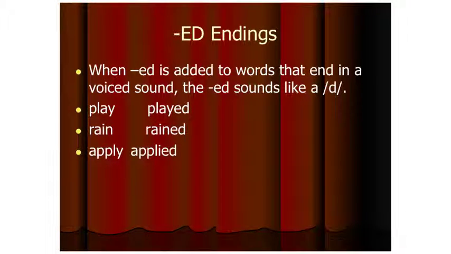Let's take a look at what happens when ed is added to words that end in a voiced sound. So a voiced sound basically means that there is a vibration when you say the sound. So a verb like play, that last sound, if you put your hand on your throat and say play, you'll feel movement or vibration on your throat. That indicates you have a voiced sound.